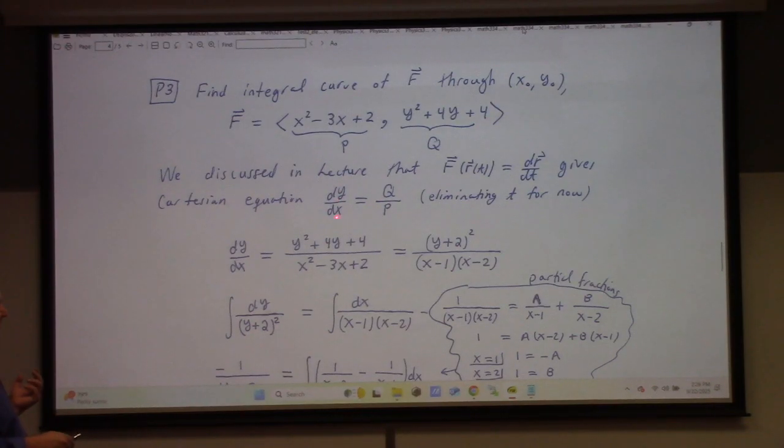I mean, you could think about it more basically as dy/dt divided by dx/dt, where dy/dt is this thing and dx/dt is that thing, but then the t's cancel, so it just gives us back this Cartesian problem. That's what I'm talking about here, eliminating t for now. So you've got dy/dx equal to this over that, which is this over that, which then, of course, we know partial fractions because we've had Calculus 2, yay.